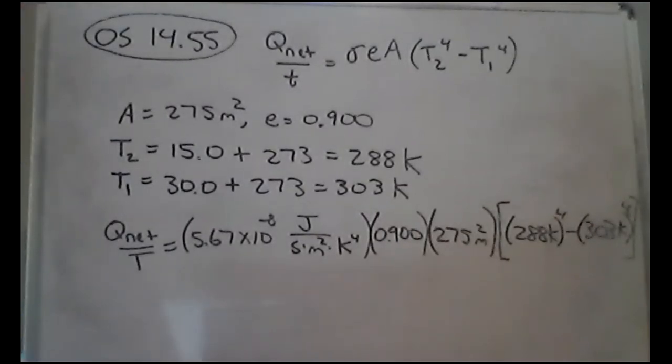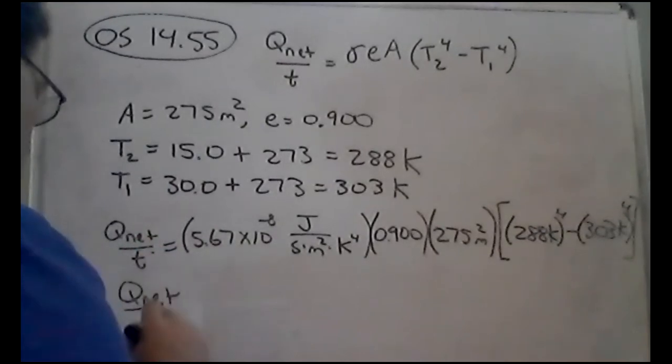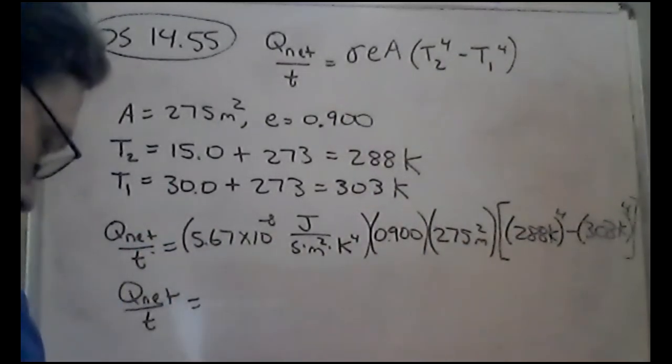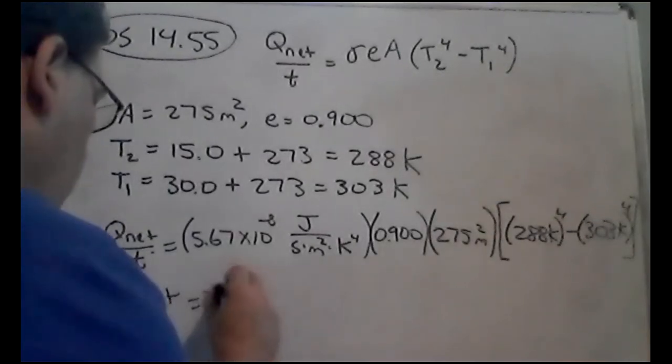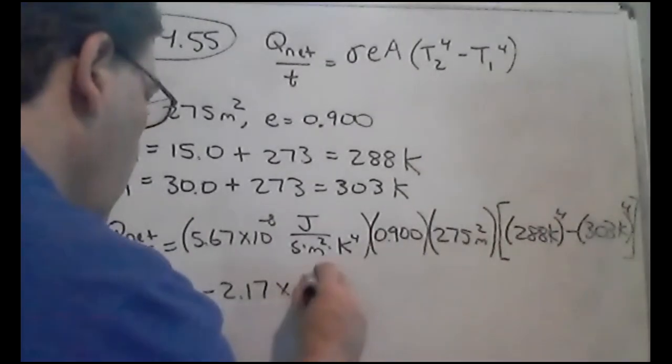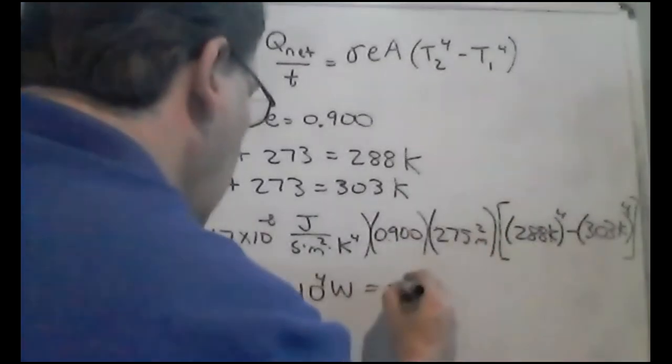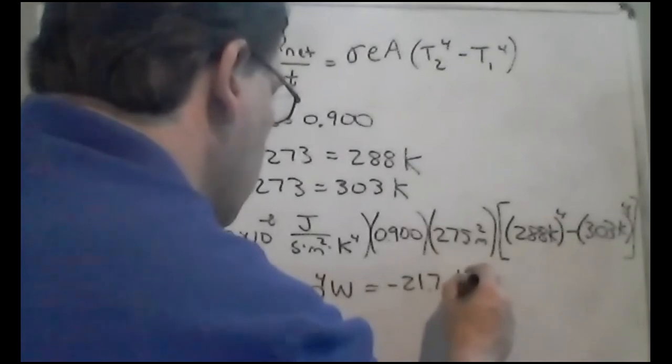Okay, very important. You have to take the fourth power of each one and then subtract them: 288 to the fourth minus 303 to the fourth in those brackets over there. When you work all this out, you find that Qnet over T is going to equal negative 2.17 times 10 to the fourth watts, or you can put this in kilowatts, negative 21.7 kilowatts.